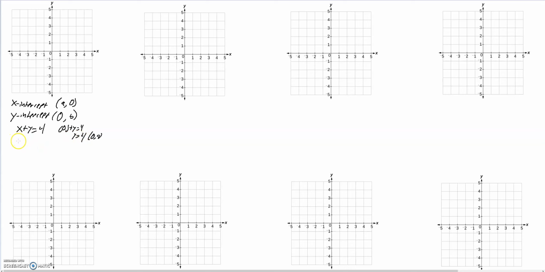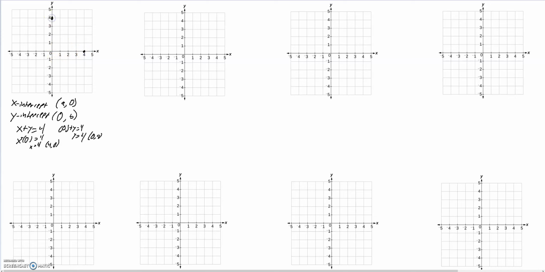For the other one, I'm just going to set y equal to 0. x plus 0 equals 4. So x equals 4, y equals 0. So that tells me it's (4, 0). So I'm going to start here. (4, 0). Then (0, 4).